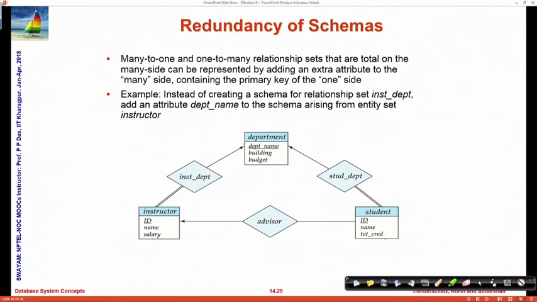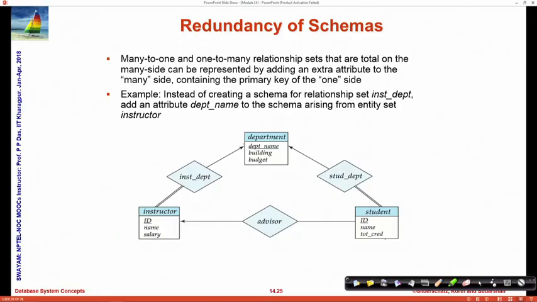So, instead of creating a schema for the relationship inst_dept, you will simply add a department name. So, mind you, this is at the ER model level, you did have a separate relationship, but while you reduce it to your relational schema, you are reducing that relationship by including the dep name as an attribute in instructor. So, that is called the reduction of schema, which is often used.